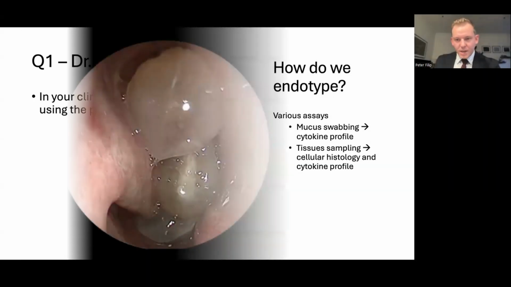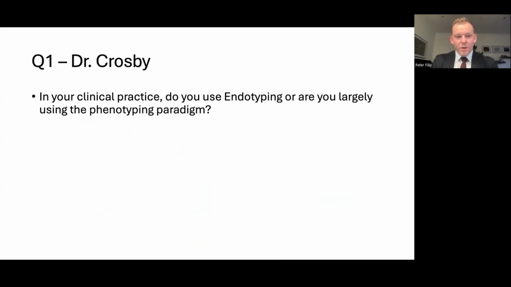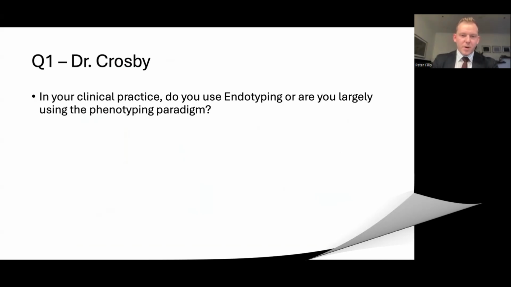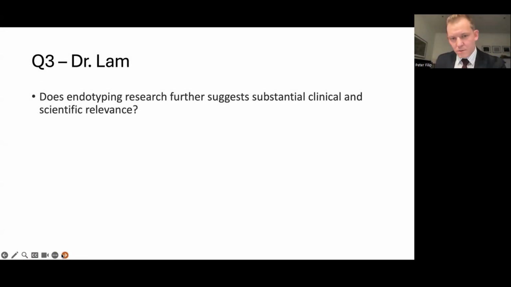How do we endotype? Do you use endotyping, or are you still using largely the phenotypic paradigm to treat CRS? Does endotyping research further suggest substantial clinical and scientific relevance, in your opinion?